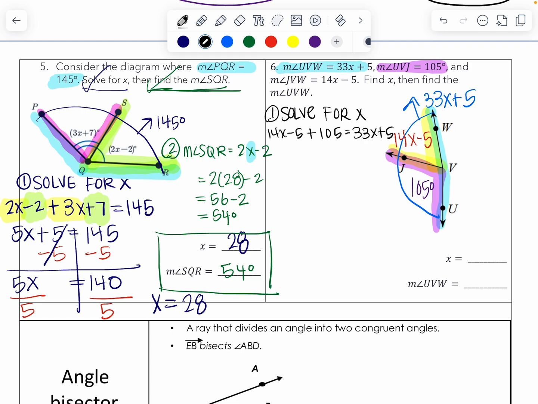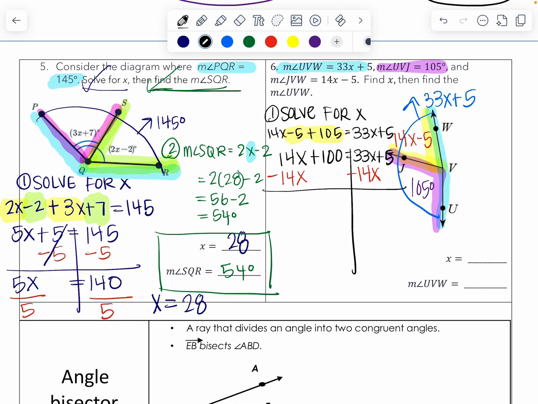Okay, so we have some like terms on this left side of the equation. We have a negative 5 and a positive 105. So when we combine those two, we would have 14x plus 100 is equal to 33x plus 5. And now we've got to eliminate something on one side of the equation. If we want to keep our x's positive, we would subtract the smaller x term.